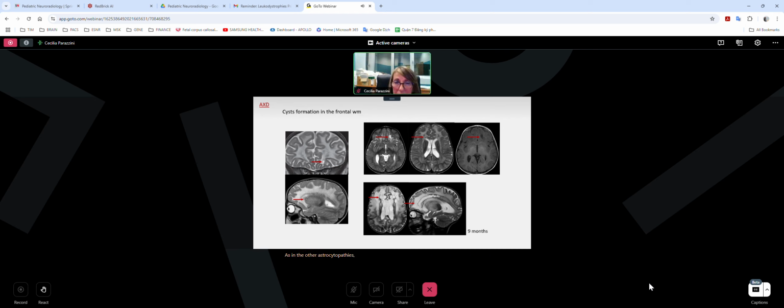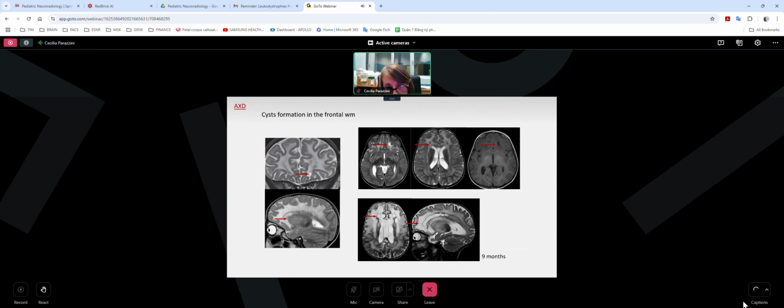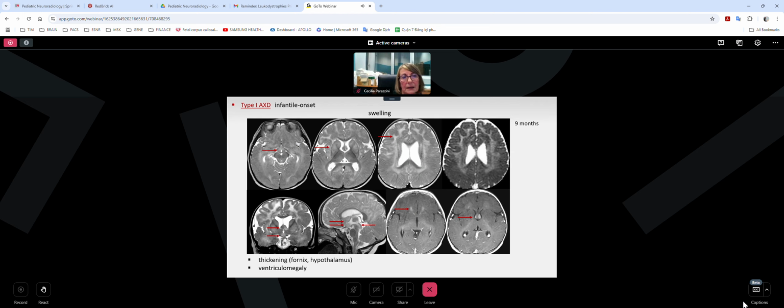As in the other astrocytopathies, cyst formation is very frequent. In Alexander disease, cysts are mainly localized in the frontal white matter, differently from what we can see in other astrocytopathies. And sometimes they may be small, so it is important to have a good exam with good sequences and good planes. They are localized mainly in subcortical, periventricular, and deep white matter. And in young patients, cysts may be more diffuse, huge and devastating.